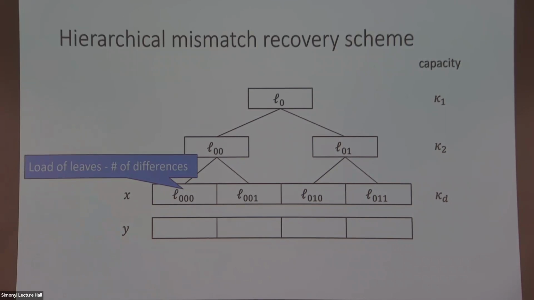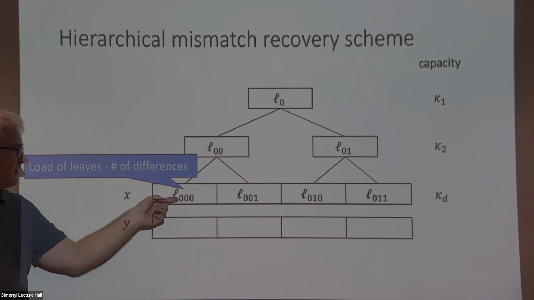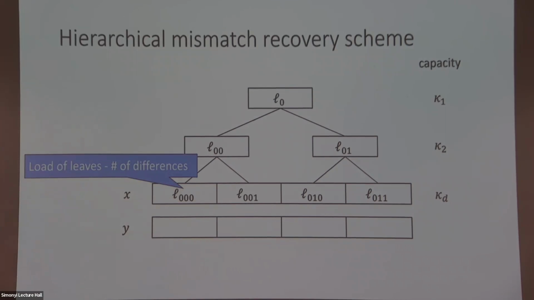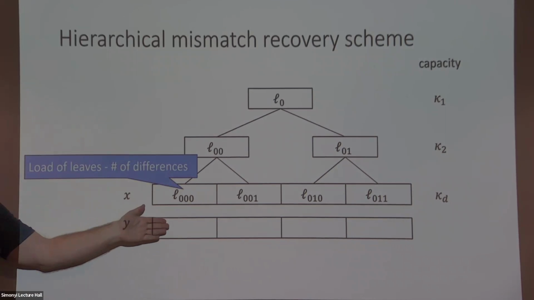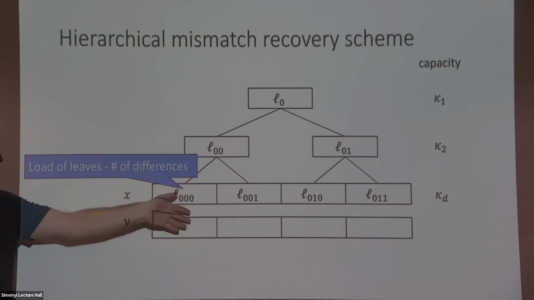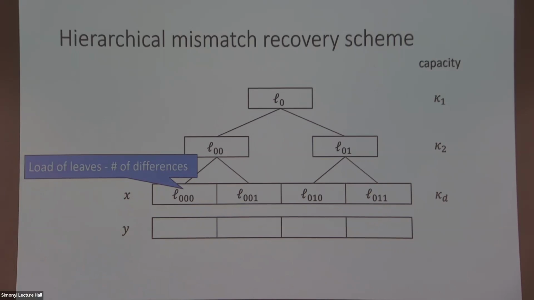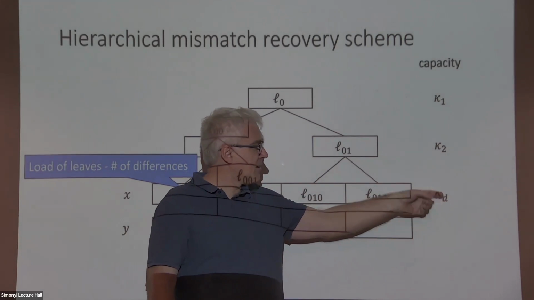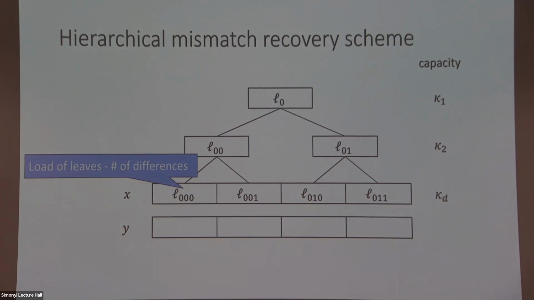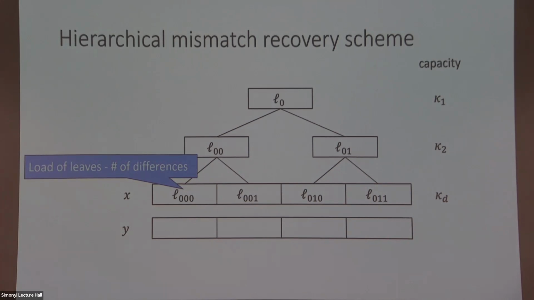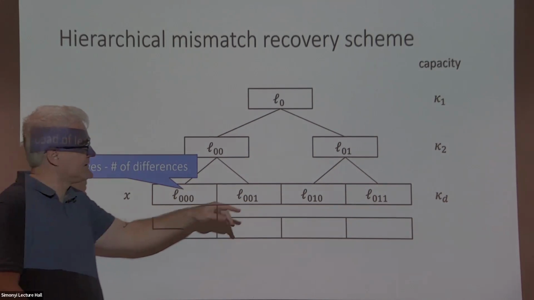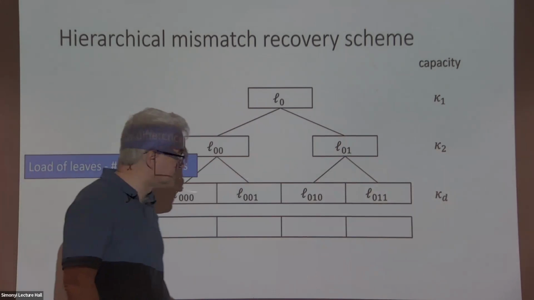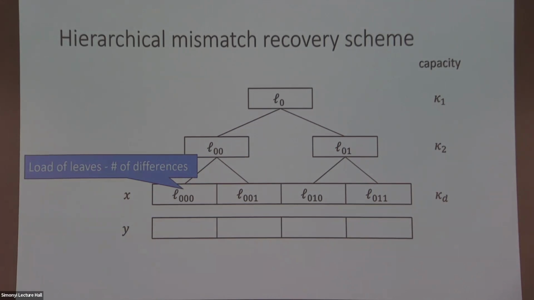So I'm going to define a load. At the leaves, that's just the number of differences in this block of x and y. Then I'm going to inductively define load at higher levels. But if the load is too big, beyond some capacity I can afford, I'm going to chop it off. For each level I have some capacity, kappa 1, kappa 2, up to kappa d, so this is a tree of depth d.